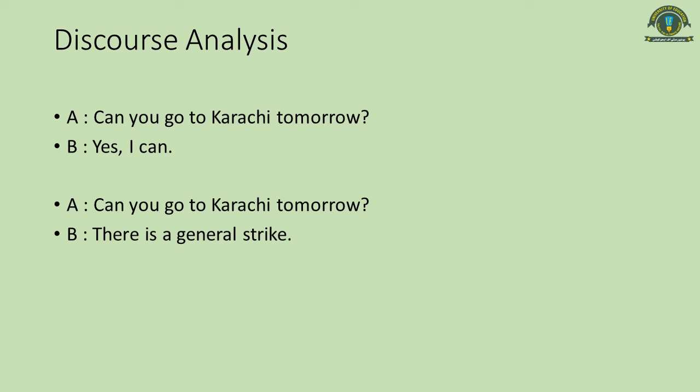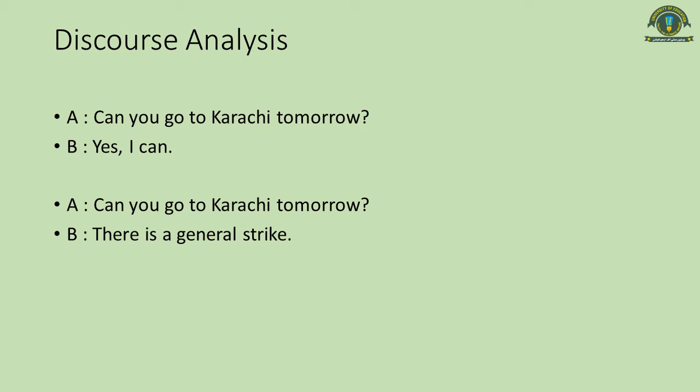Speaker A: Can you go to Karachi tomorrow? An interrogative question. The hearer B: Yes, I can. These two examples indicate that the second sentence is linked to the first in sequential order. It is also coherent because B has given an appropriate response to A's request.